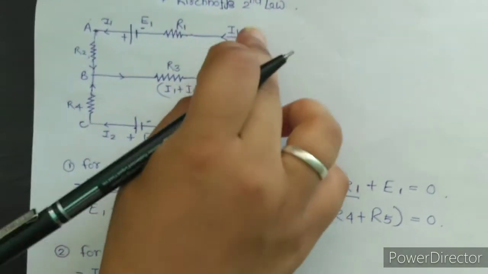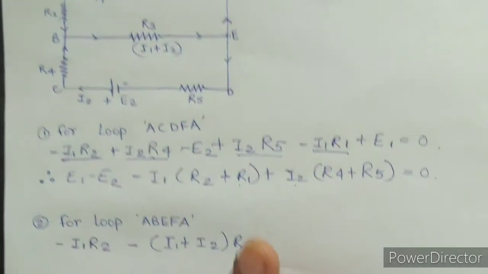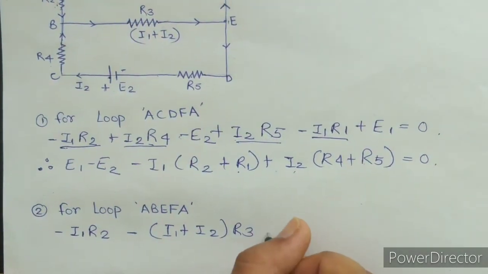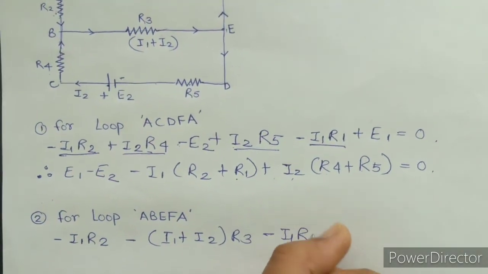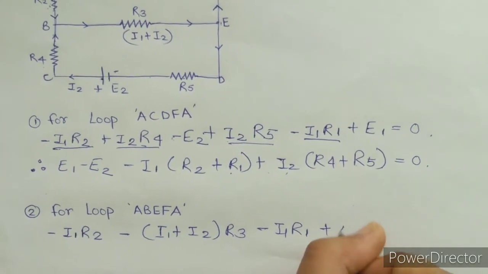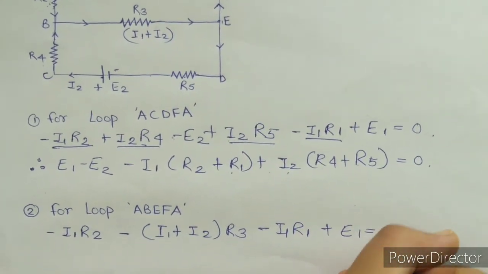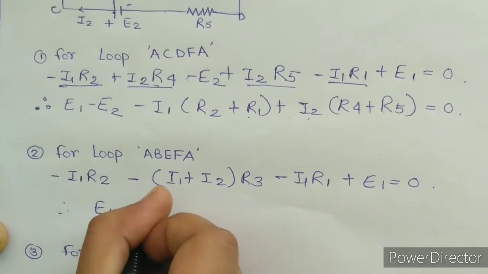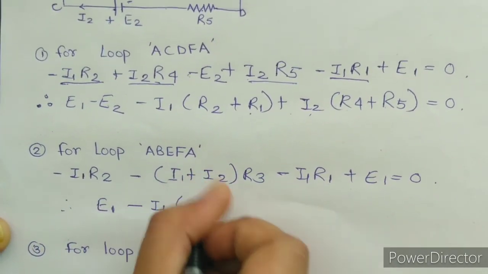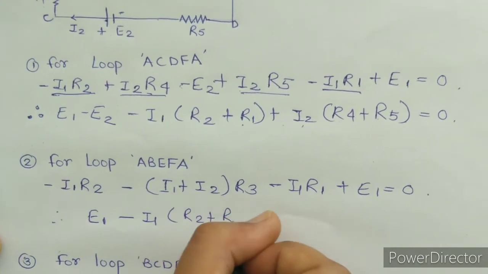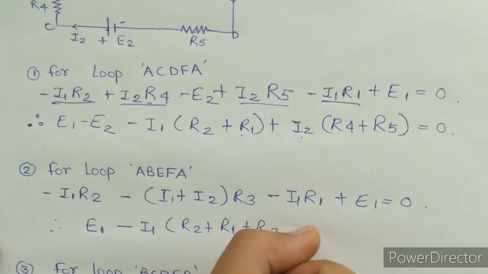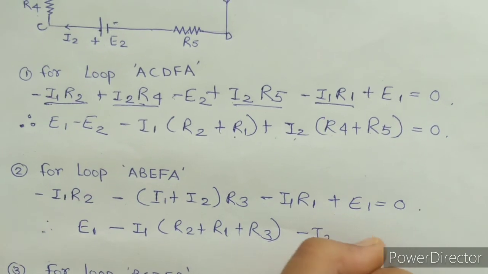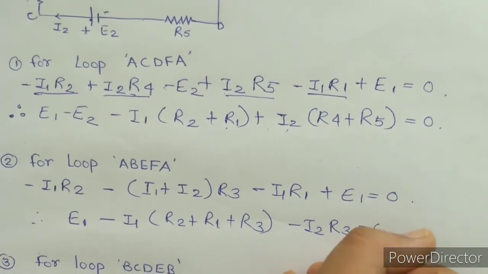Then moving on, we get here minus I1 R1 and then plus E1, which is equal to 0. Now if we simplify further, we get E1 minus I1 common, (R2 plus R1 plus R3), minus I2 R3, which is equal to 0.